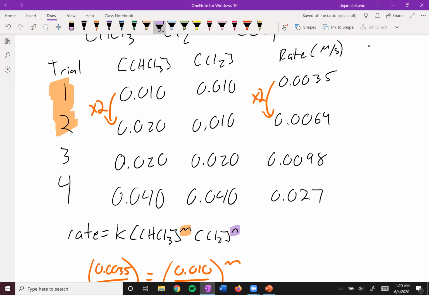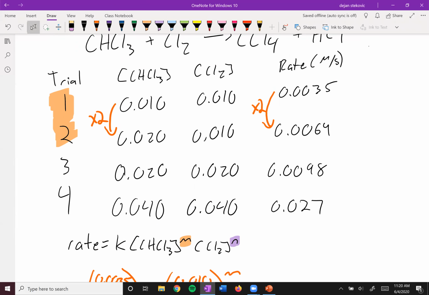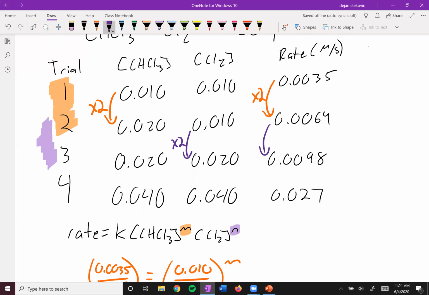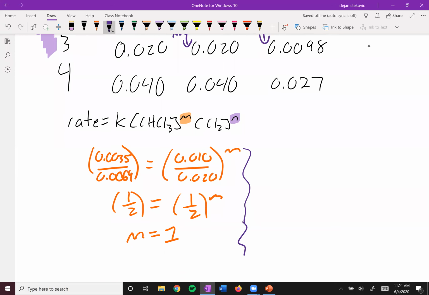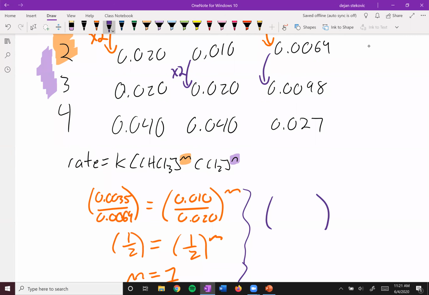And then we need to find the value of n here. So we want to pick a trial in which the concentration of Cl2 changes, but the concentration of CHCl3 does not. And if you look carefully, you would identify trials 2 and 3 to be that, right? The concentration of CHCl3 does not change. This gets doubled. And then, it's probably not quick enough to do this math in your head, so let's go ahead and write it out. Again, we're going to skip the step of showing how things cancel out because we know they cancel out. So we'll put the rate of 2 over the rate of 3, so 0.0069 over 0.0098 is equal to 0.010 over 0.020 to the n.